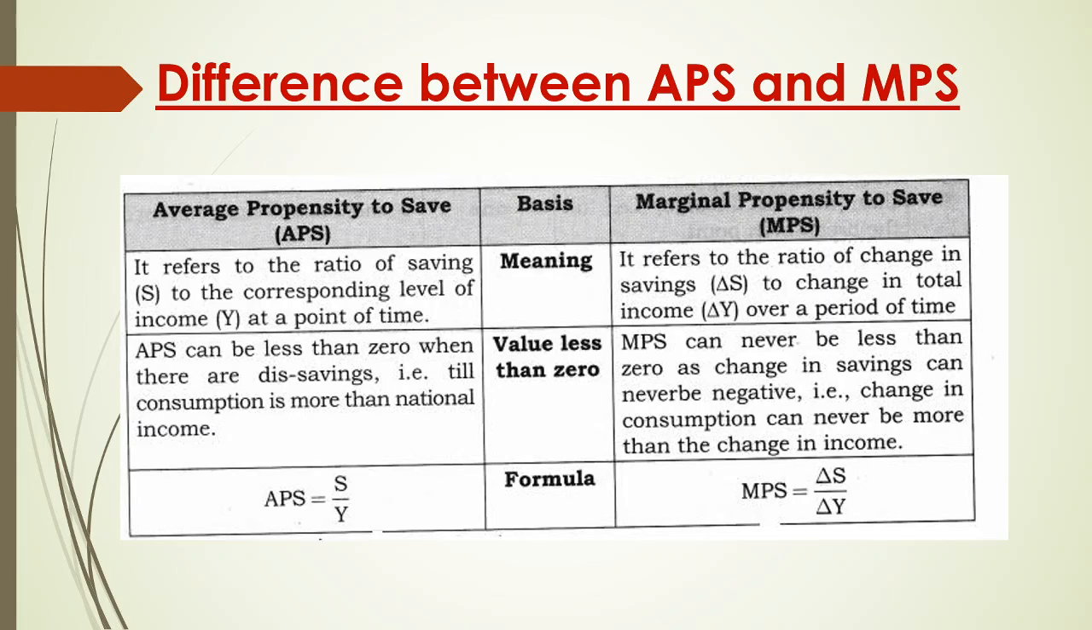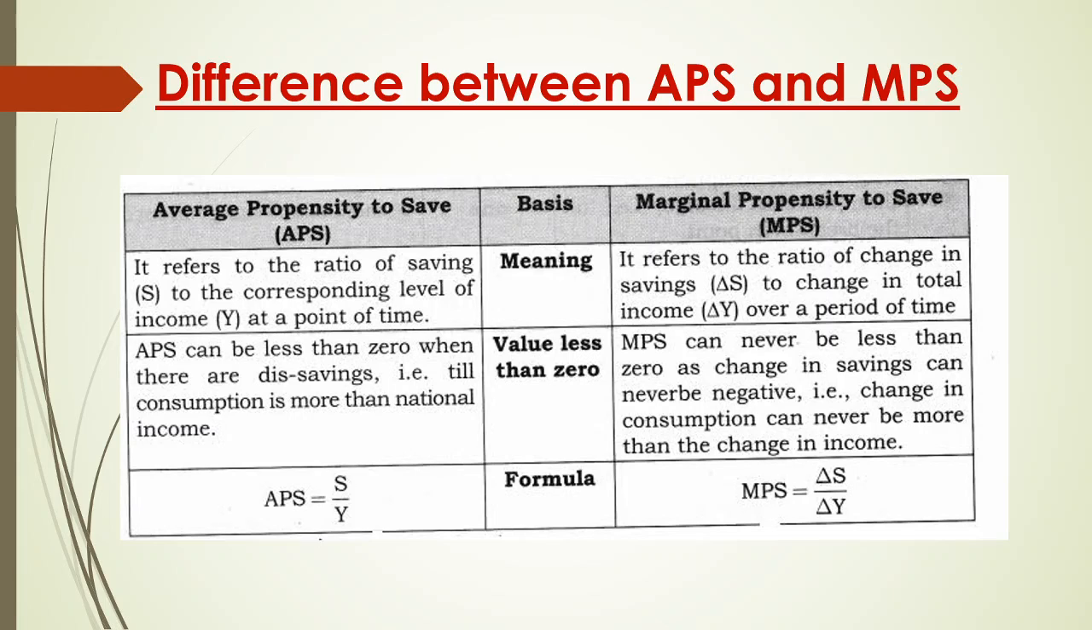Then I told you that the value of MPS varies between 0 and 1. If the entire additional income is saved, that is del C equal to 0, then MPS is equal to 1, because del S will be equal to del Y. However, if the entire additional income is consumed, then del S is equal to 0, and MPS will be 0. So normally the value of MPS varies between 0 and 1.